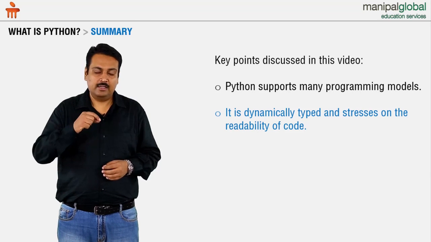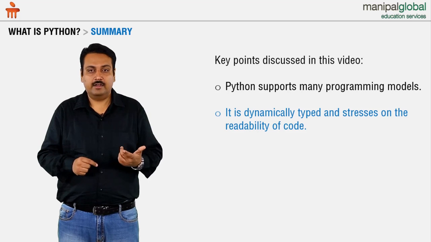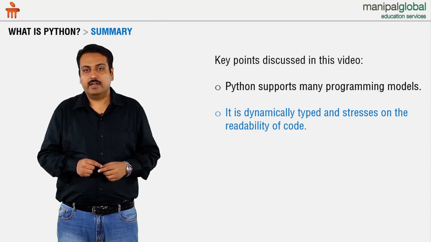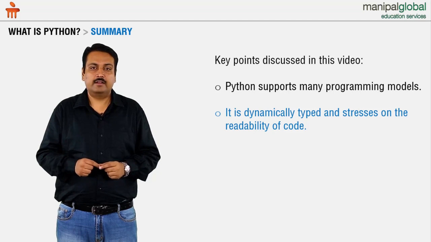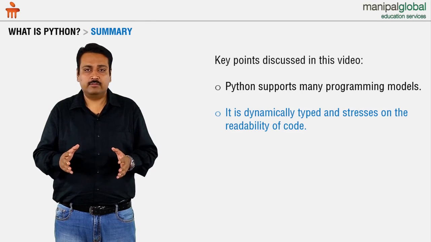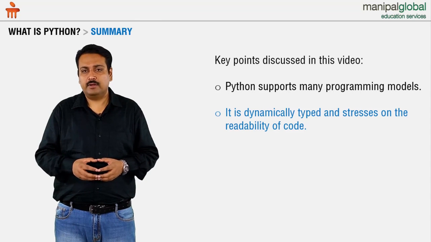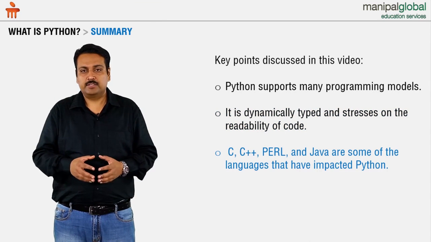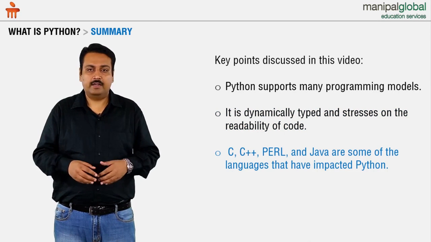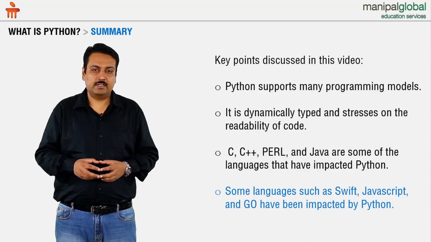And since it is interpreted, it is executed at runtime. And when it is executed at runtime, the variable type is inferred, and it stresses readability of code. The Python programming language has been impacted by many languages like C, C++, Perl, Java, and it has also impacted many languages like Swift, JavaScript, and Go.